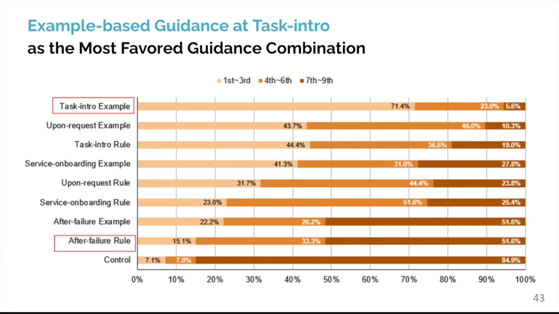Similar to the qualitative findings, example guidance at task intro was the most favored combination. Surprisingly, even though providing rules after failure led to greater efficiency, participants favored this combination the least, which may be explained by their preference for seeing guidance earlier to avoid mistakes.